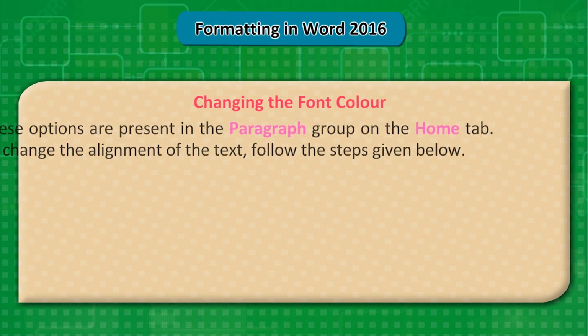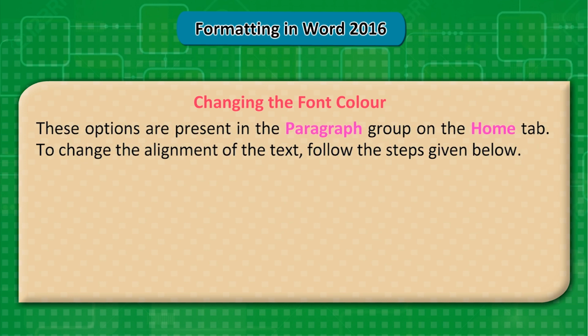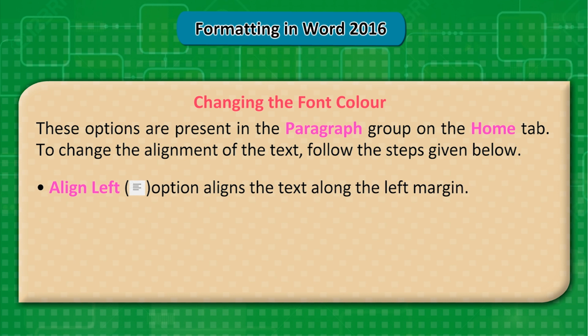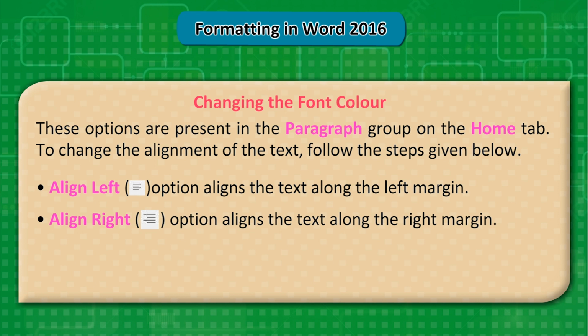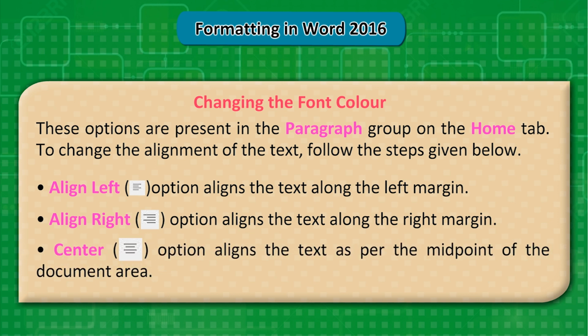Changing the text alignment. Text alignment is the placement of the text with respect to the document area. In MS Word, there are 4 options for alignment. Align left option aligns the text along the left margin. Align right option aligns the text along the right margin. Center option aligns the text as per the midpoint of the document area.